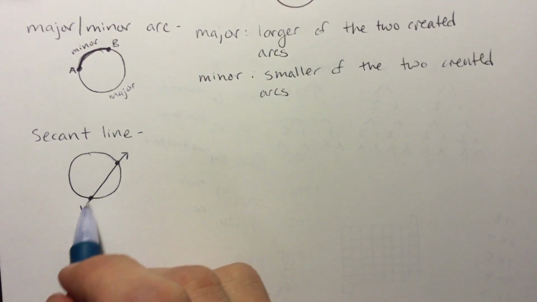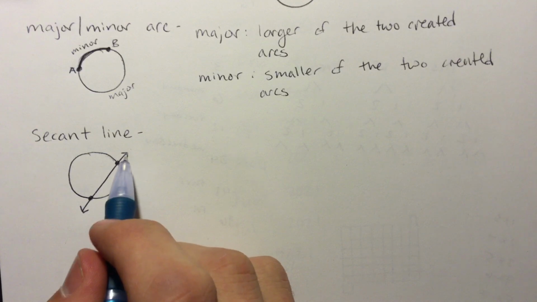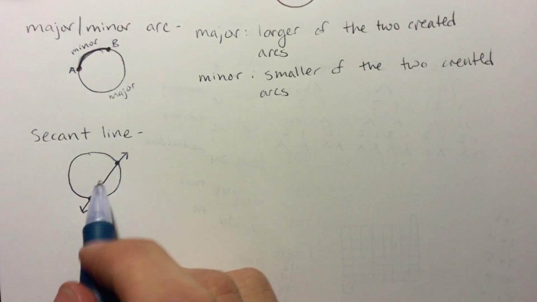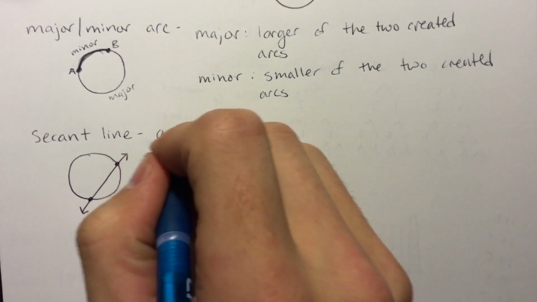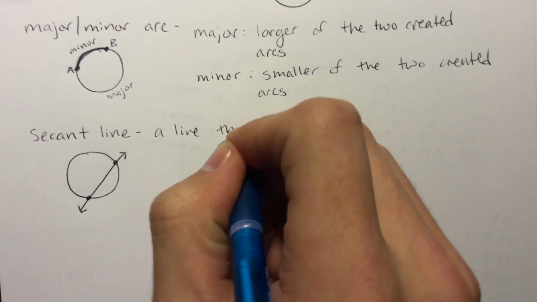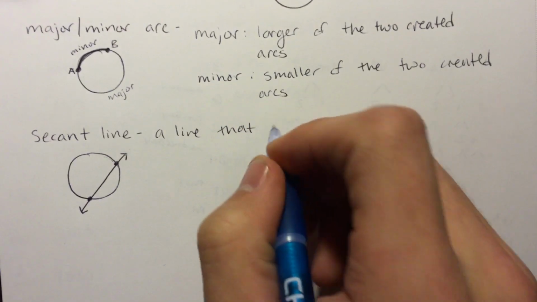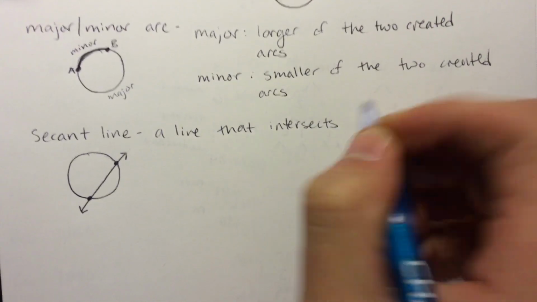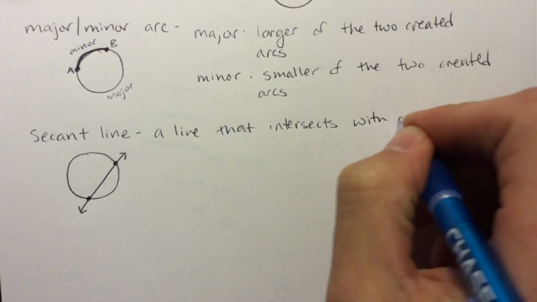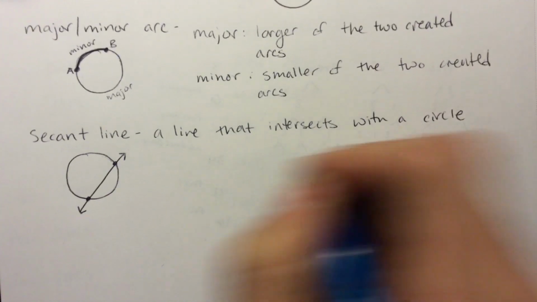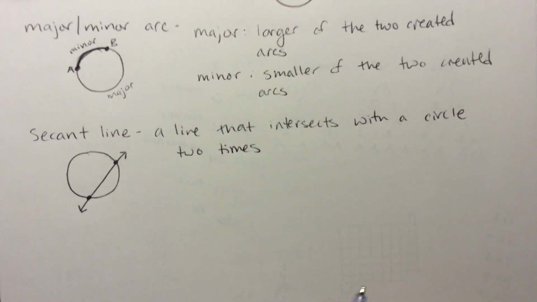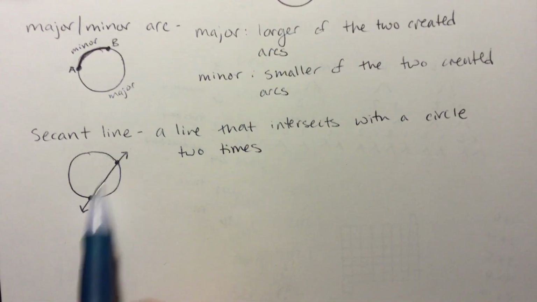So this is a line, remember again, a line denoted by those arrows, that does touch the circle in exactly 2 points. So a line that, instead of saying touches or crosses, I'm going to go ahead and use the fancy term, intersects with a circle 2 times. Okay, so again, 1, 2, secant line, boom.